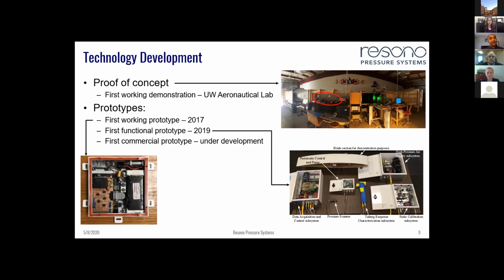And then that led to more demonstration, to more interested parties, which brought more funding and enabled us to build our first functional prototype in 2019 that we are using to show it to a lot of different customers. Right now, we are working on the first commercial prototype for our lab system.